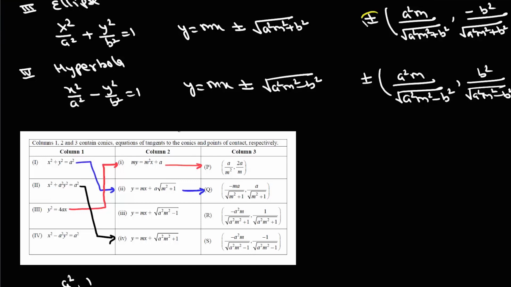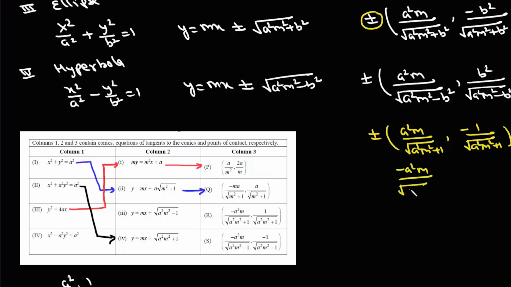Now for point of contact, we have this plus minus sign, and then it will be this plus minus a square m upon under root a square m square plus 1, and this is minus 1 upon under root a square m square plus 1. Now if we take plus sign, we don't have an option. If we take minus sign, then it will be this minus a square m upon under root a square m square plus 1, comma 1 upon under root a square m square plus 1.